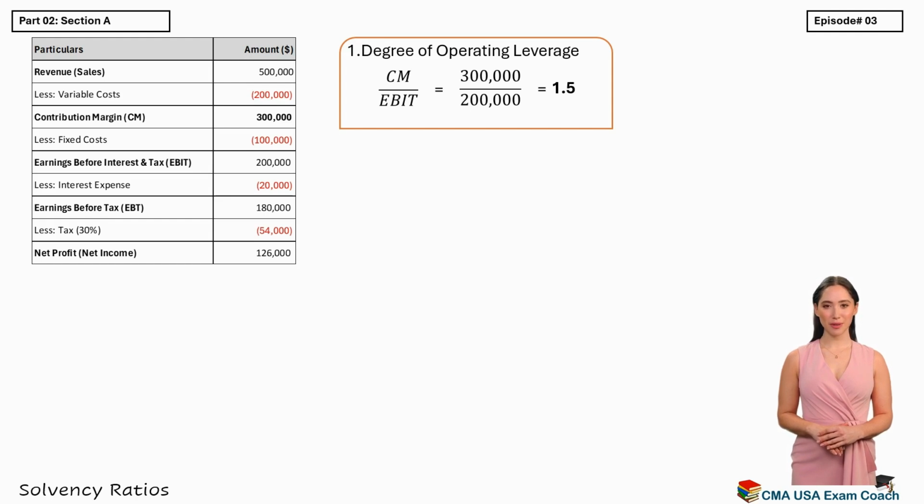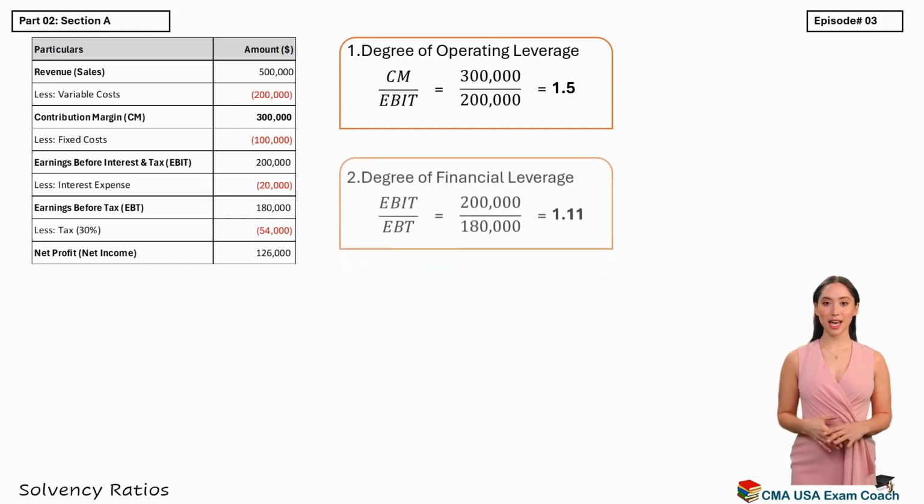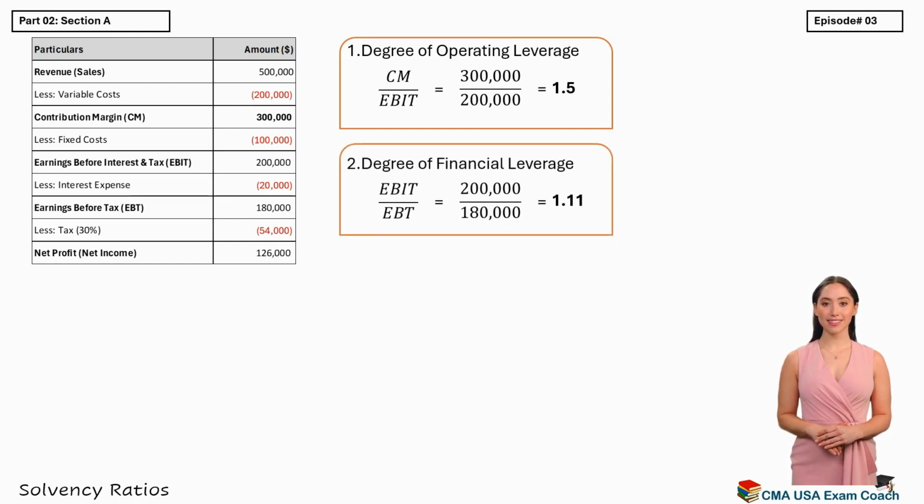A DOL of 1.5 means that for every 1% change in sales, EBIT will change by 1.5%. This shows the impact of operating leverage due to the presence of fixed costs. Calculate the degree of financial leverage, DFL. DFL measures how sensitive net income is to changes in EBIT, showing how well a company covers its interest expenses.